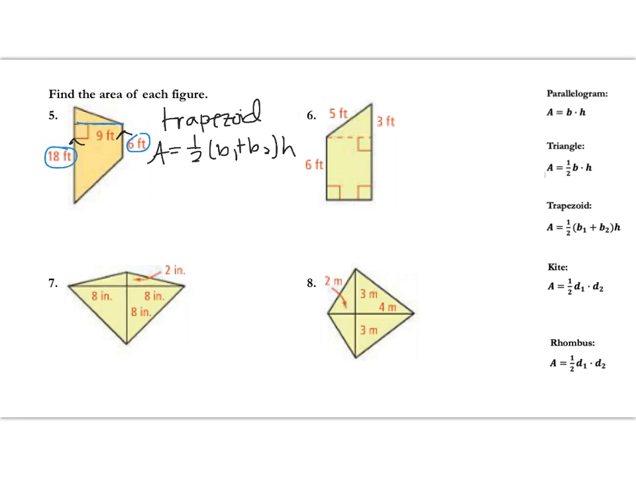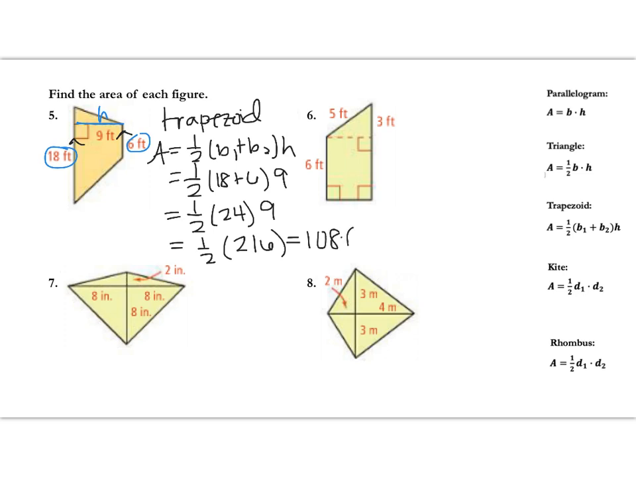And then the height is the one that has the right angle, that dotted line in the middle is your height. So it's going to be 1/2 of 18 plus 6 times the height is 9. And then you do need to follow your order of operations. The first part is the parentheses. And then you can either take half of the 24 and multiply by 9, or you can multiply them together and then take half. If I multiply those together, I get 216, and then if I take half, I get 108 feet squared.